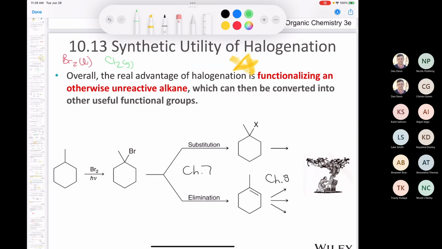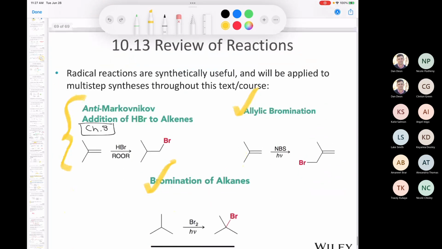So once you functionalize the alkane as an alkyl halide, then it's open to substitution and elimination, SN1, SN2, E1, E2. And then if you do an elimination and you make an alkene, whoa, then you really open up the floodgates, right? You can do all kinds of stuff. You can make a geminal or vicinal dihalide. You can make an alkyne. You can do the addition of water across there. There's so many different things that you can do with a double bond. So it really opens up a wide range of possibilities.